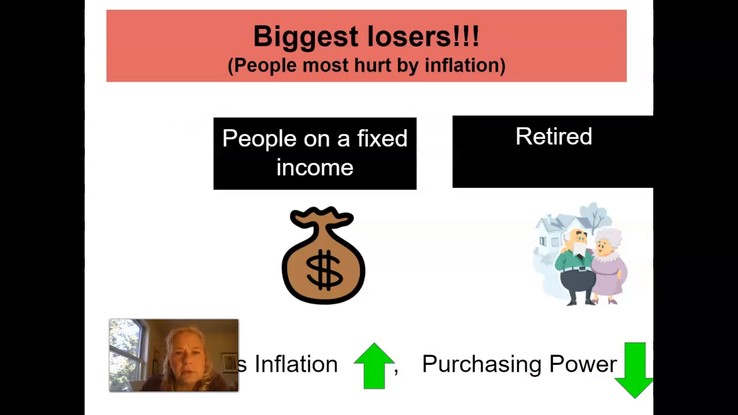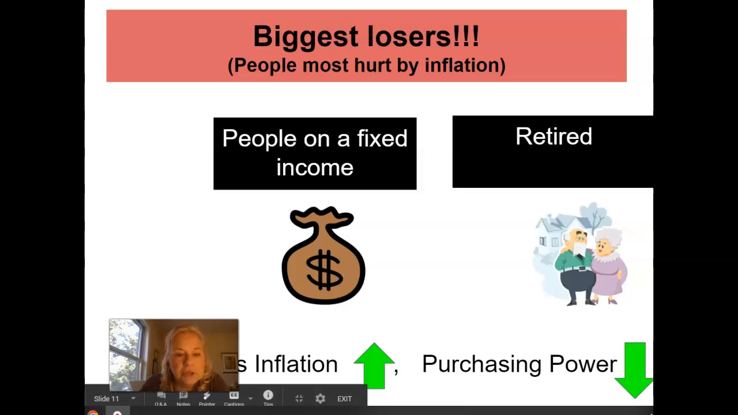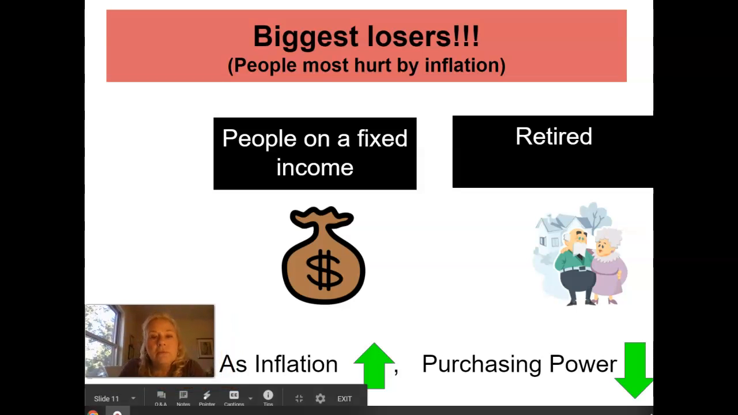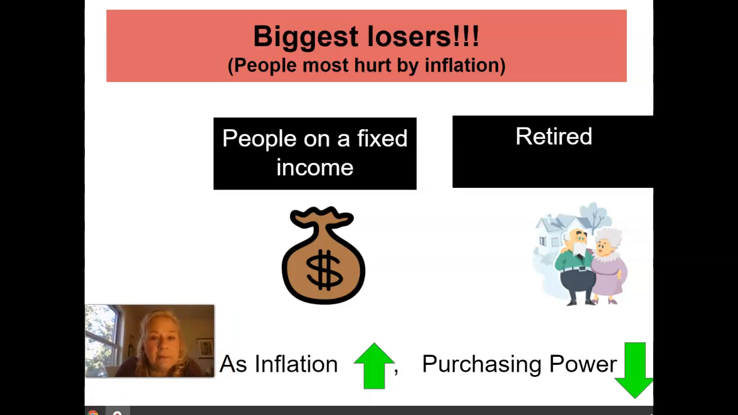So who are the biggest losers in an inflationary time? So first of all, people on a fixed income. A lot of times this is people who are retired, but it could be people who have Social Security disability income or some other kind of income where it doesn't change. It doesn't reflect the changing CPI.